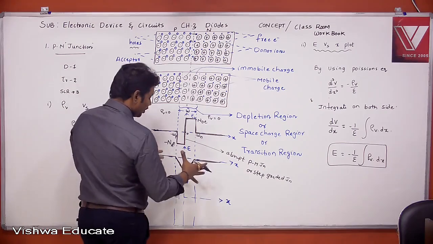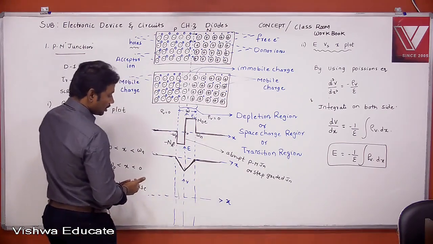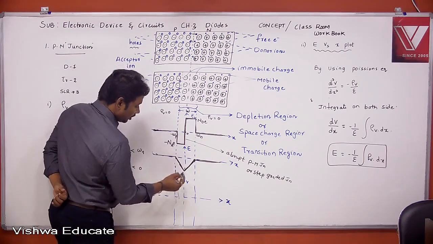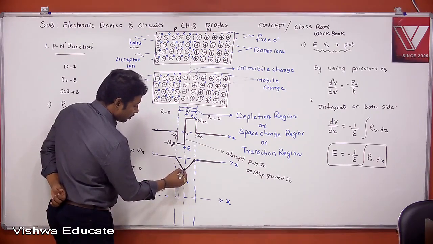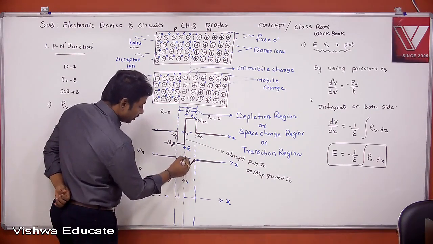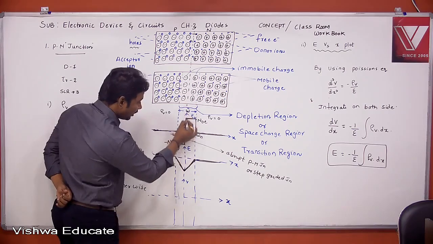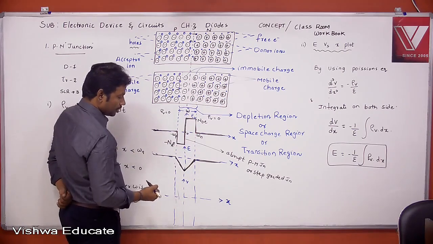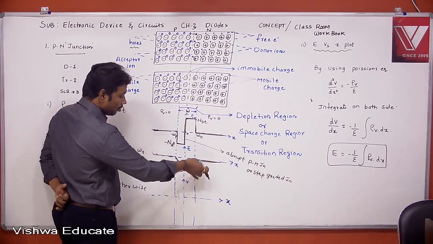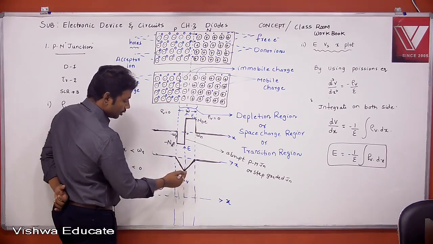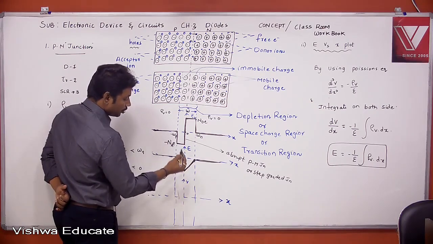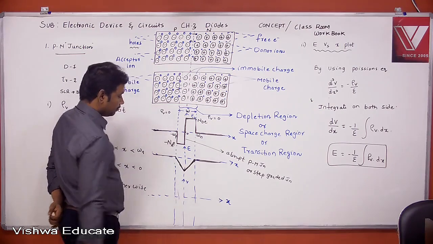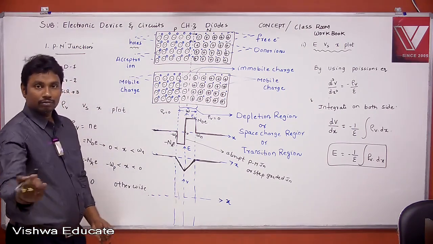What is the observation here? In the case of a PN junction, the maximum electric field is present exactly at the junction, or at x equal to 0, if you consider magnitude. Next, write down.